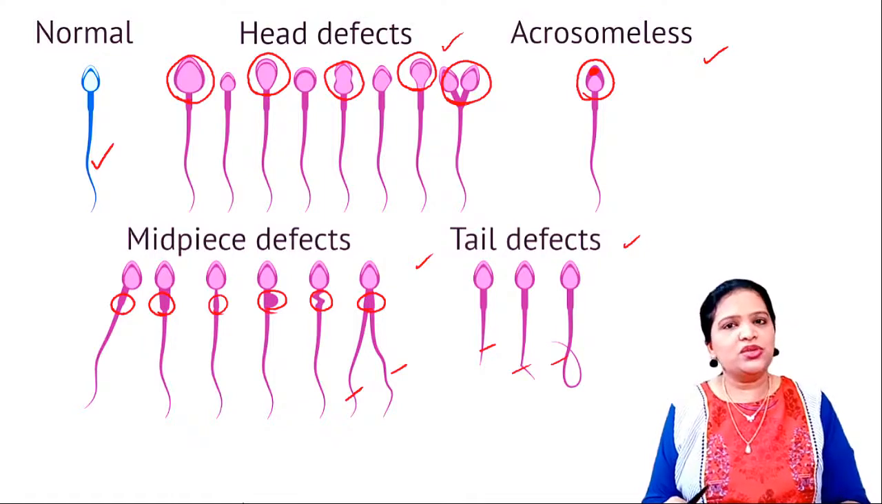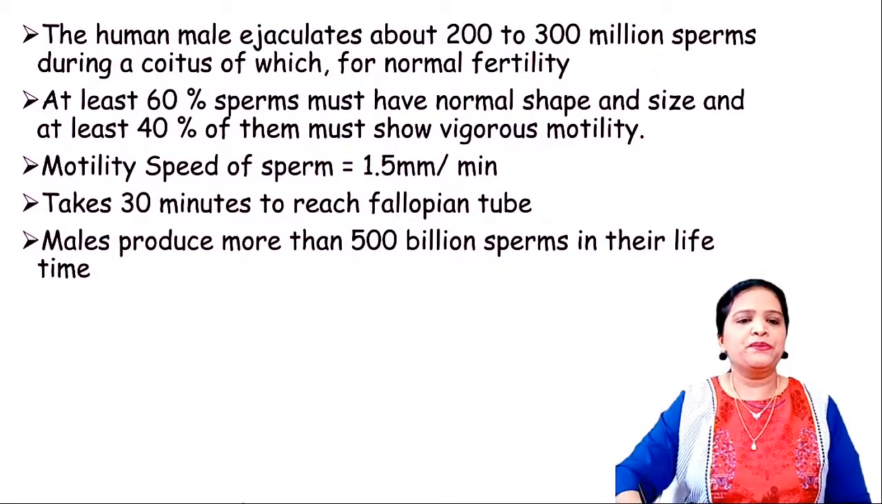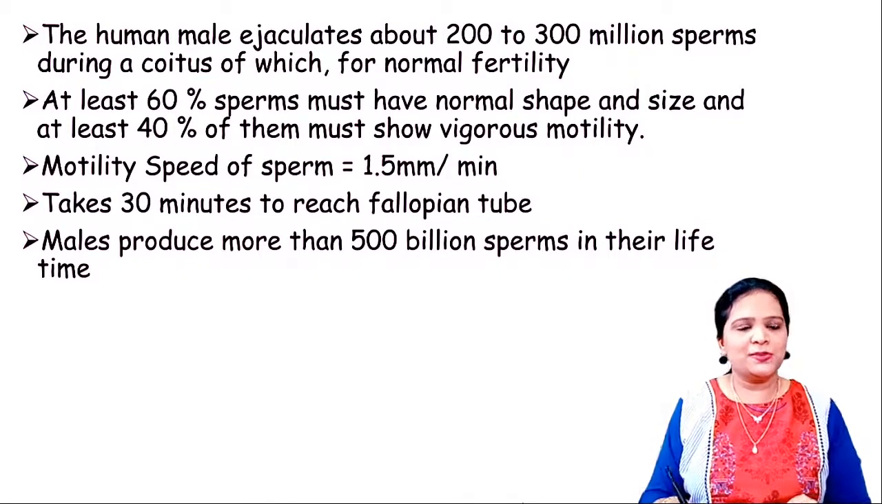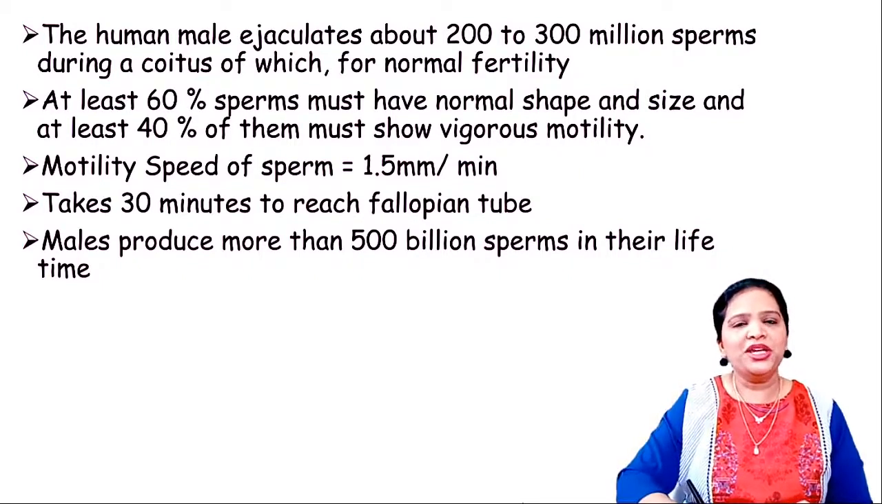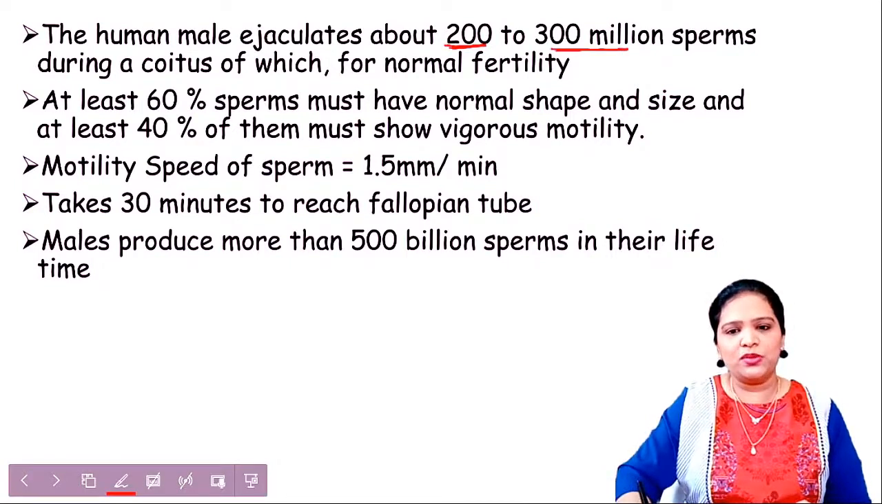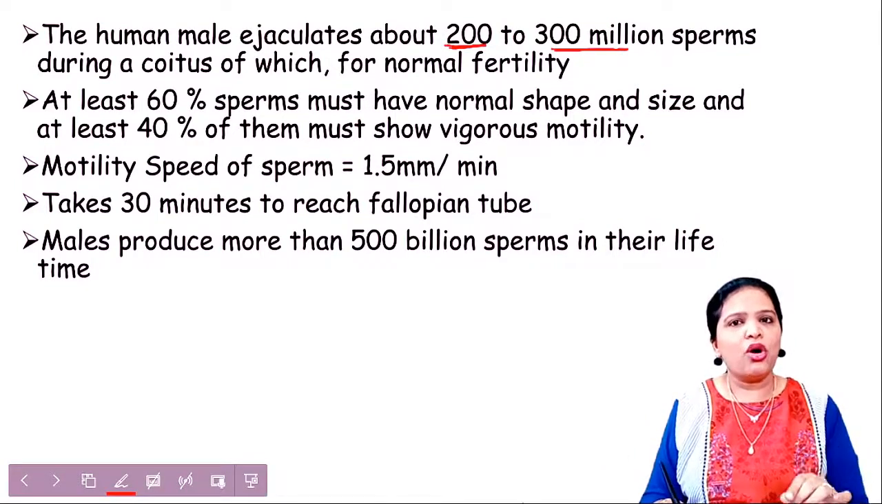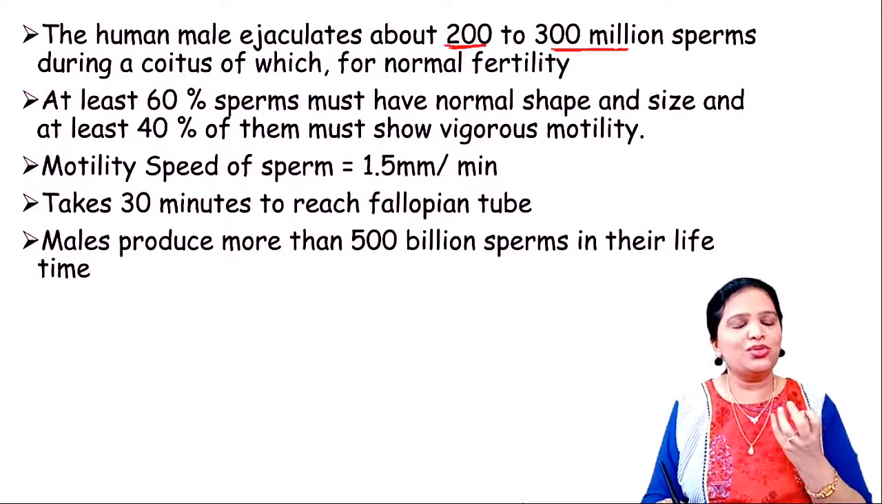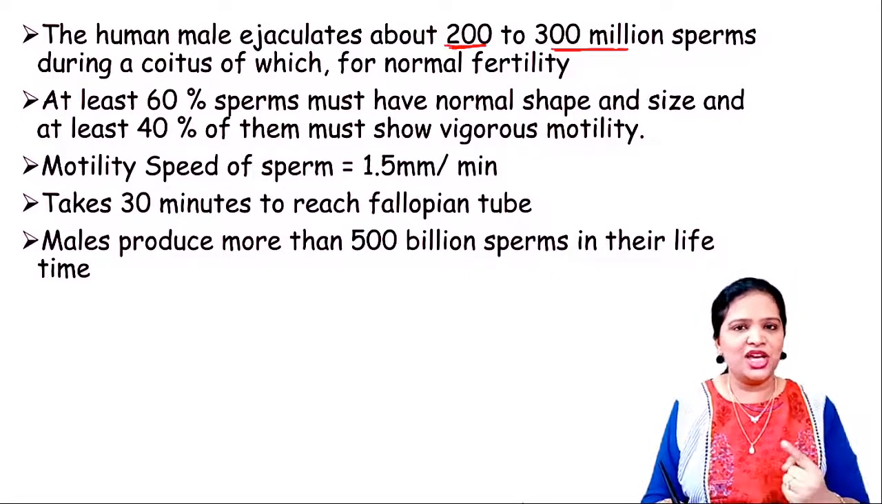Okay, so this you must know basically, right? So let's know about some basic points on sperm structure. A human male ejaculates about 200 to 300 million sperms during a normal sexual intercourse. He releases that much amount of sperm in one ejaculation.